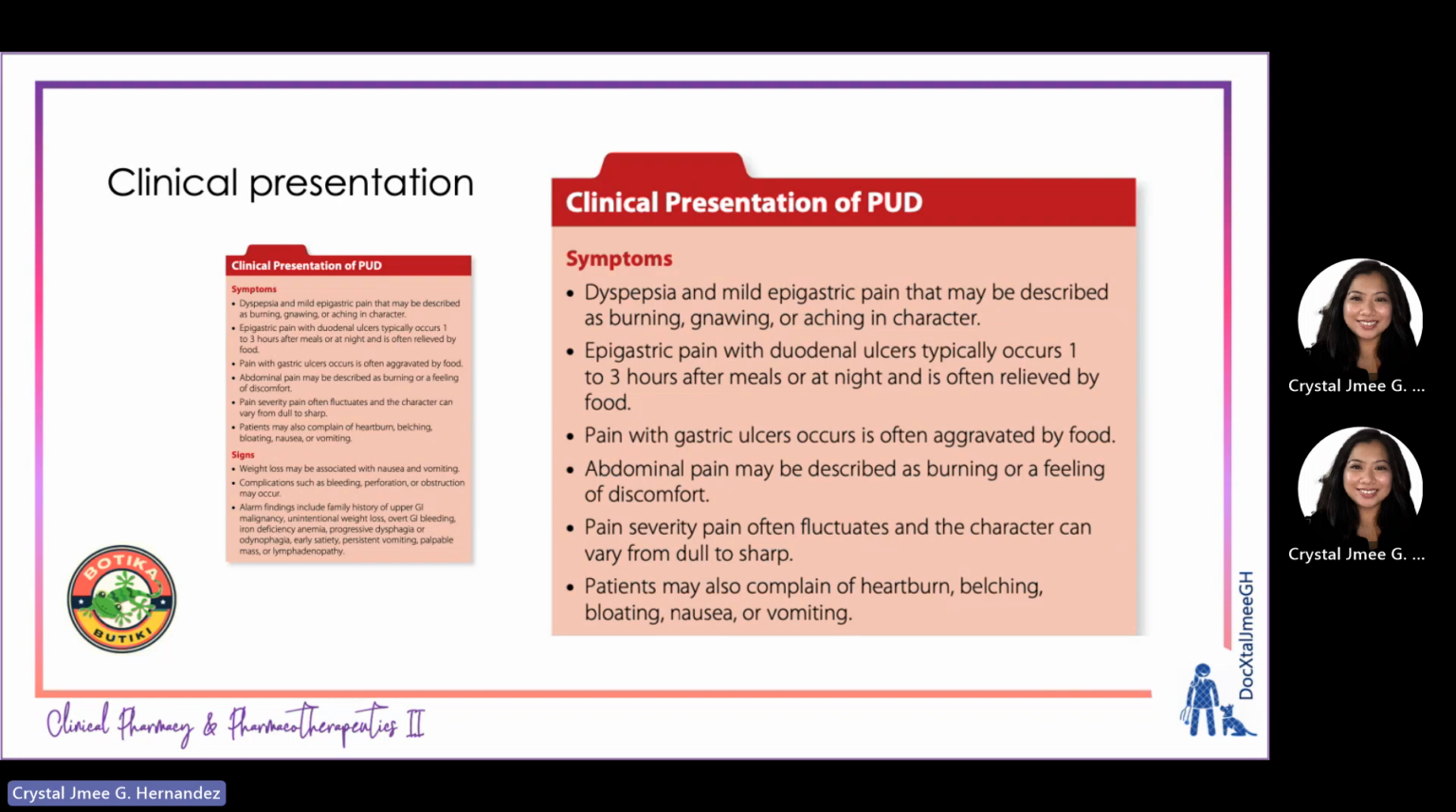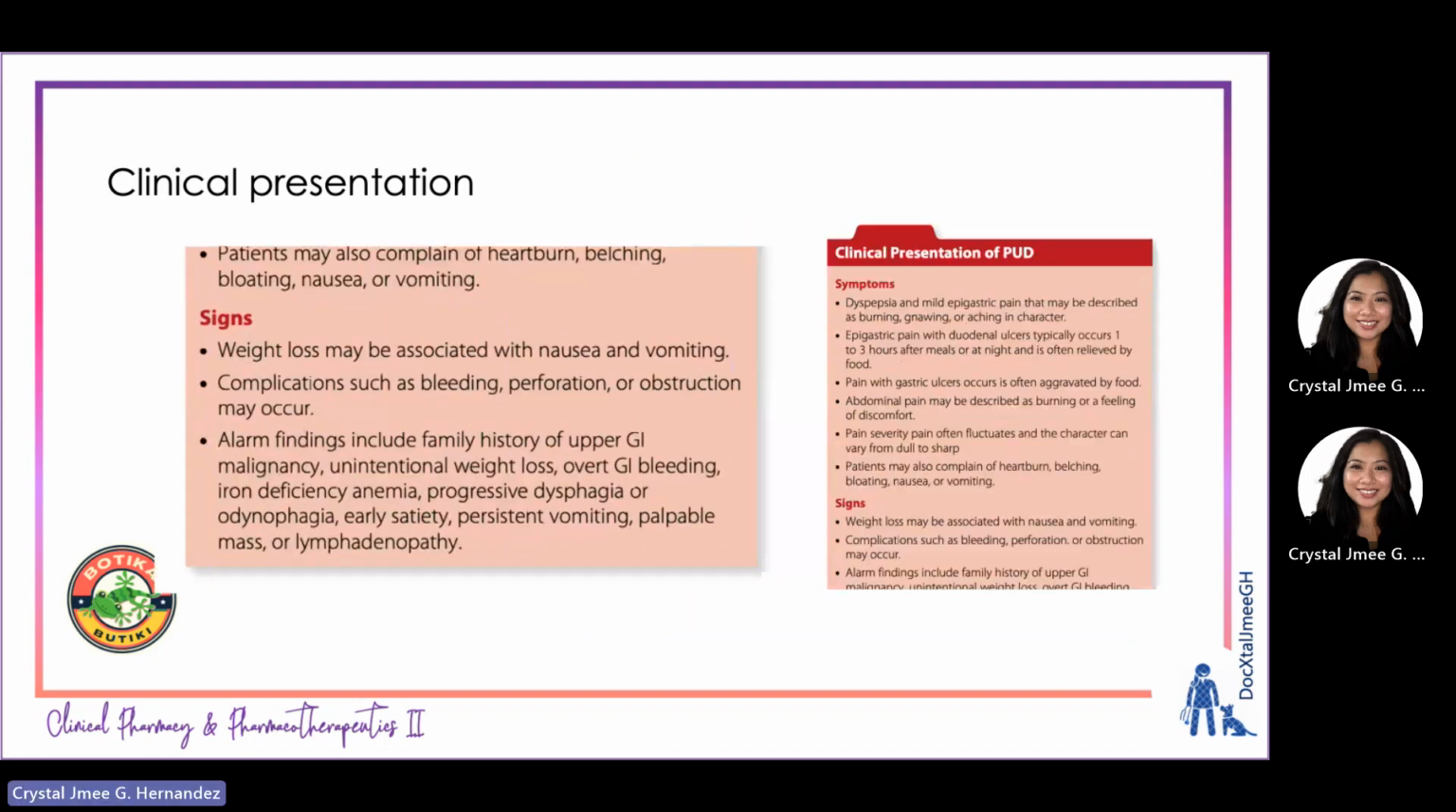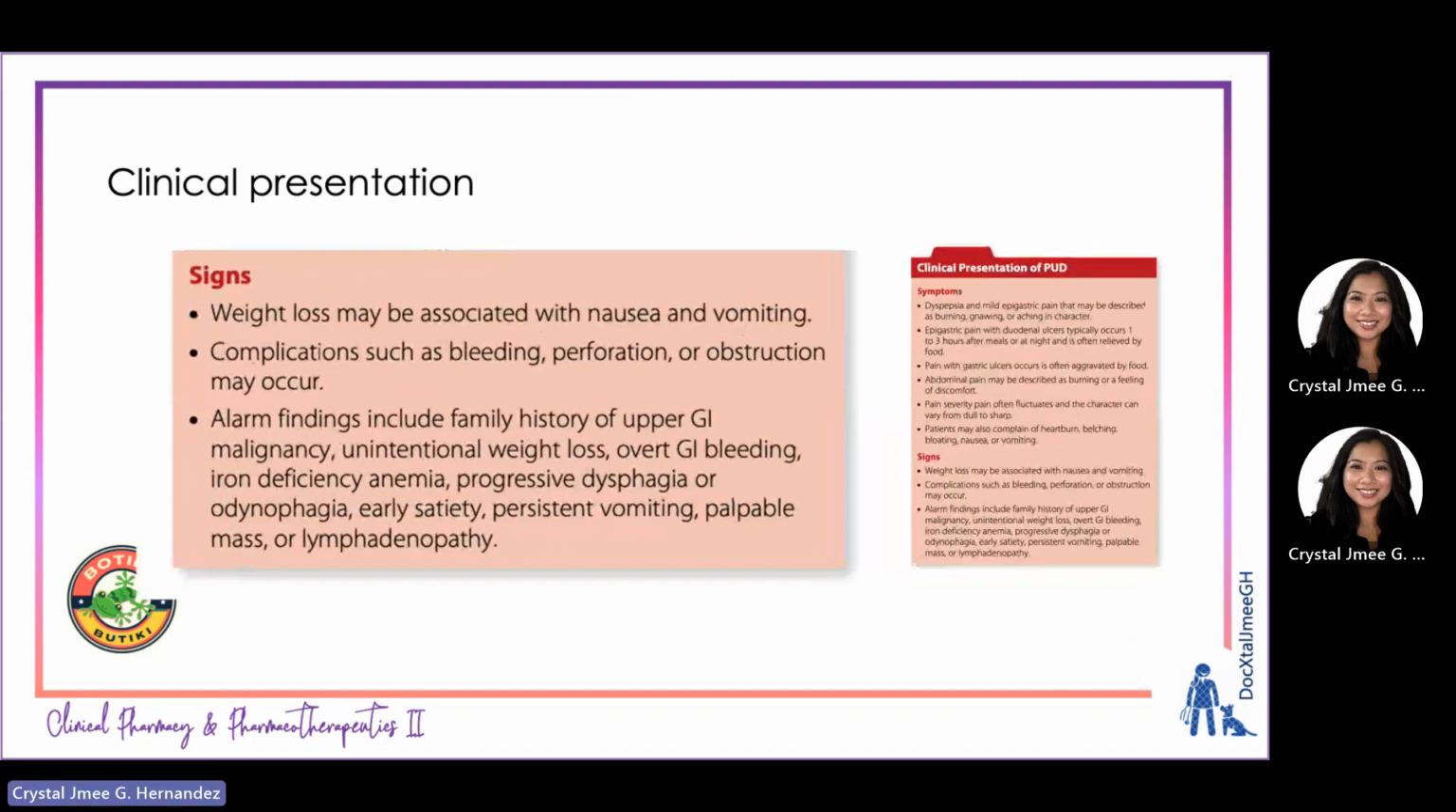It is described as burning or a feeling of discomfort within the abdomen, and the pain severity often fluctuates and can be characterized from dull to sharp, especially for gastric pain. There can also be symptoms of heartburn, belching, bloating, and nausea and vomiting. For the signs, weight loss can be associated since nausea and vomiting can be present. Complications such as bleeding, perforation, and obstruction may occur, and this can be confirmed via endoscopy.